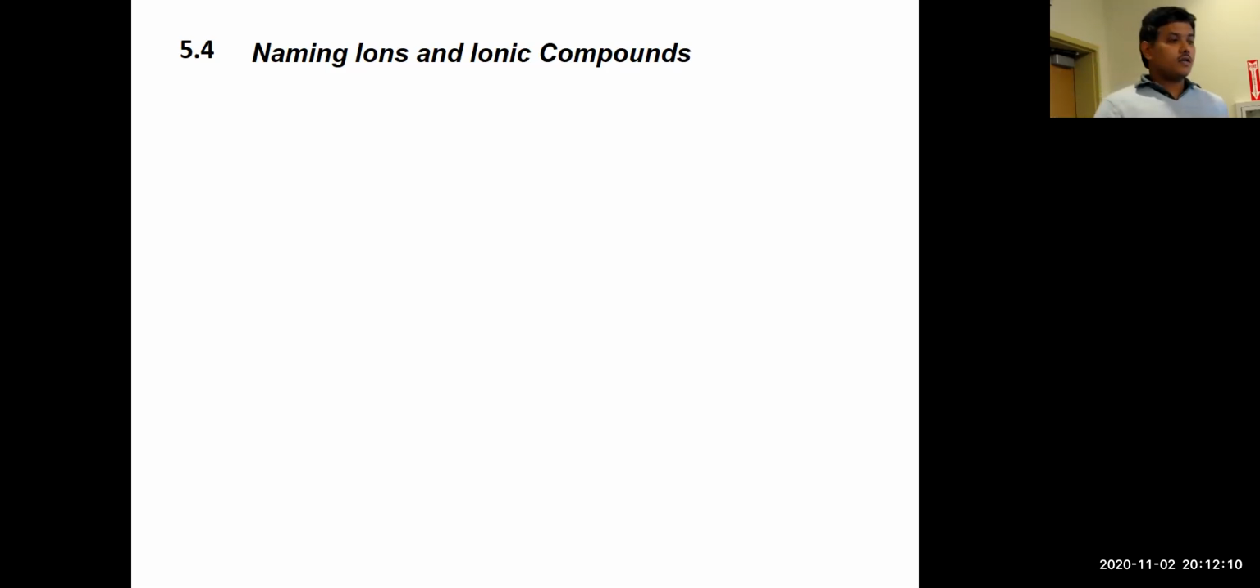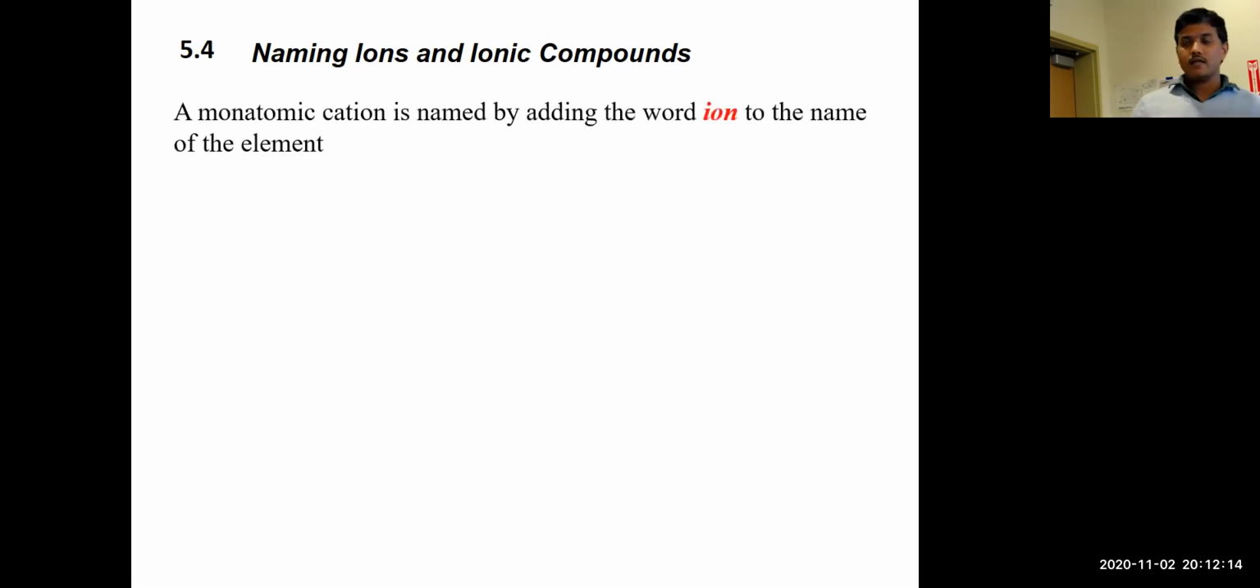So first, we are going to learn how to name both a cation and an anion individually, and we are going to slowly build up to how to name a compound. First, learn about how to name a cation. A cation is anything that has a positive charge, right?